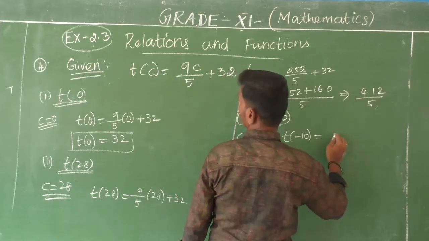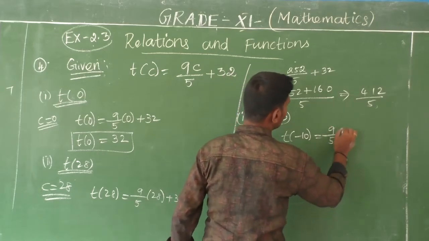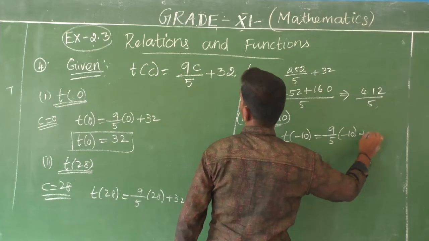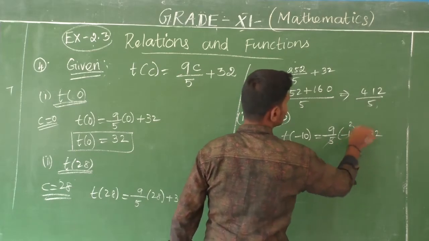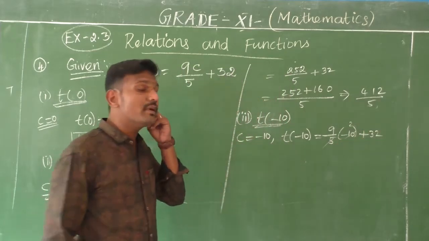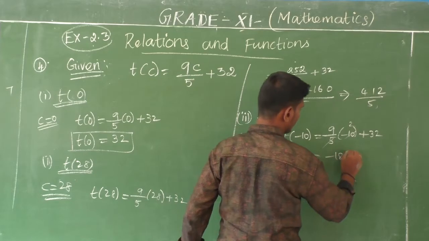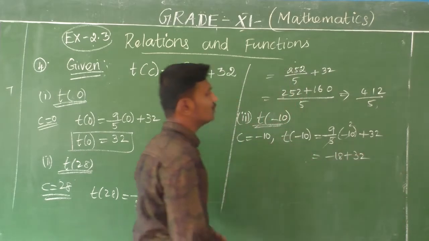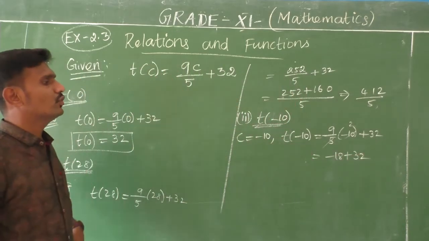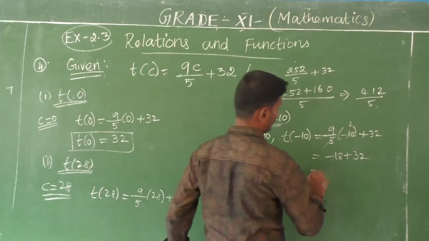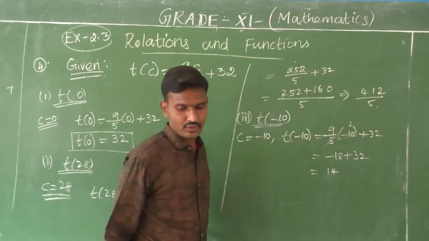So T of C is given by 9 by 5 into C plus 32, where C is minus 10. So 9 by 5 into minus 10: 5 twos are 10, 9 into minus 2 is minus 18. So minus 18 plus 32. What is the answer? 14. Plus or minus? Plus 14.